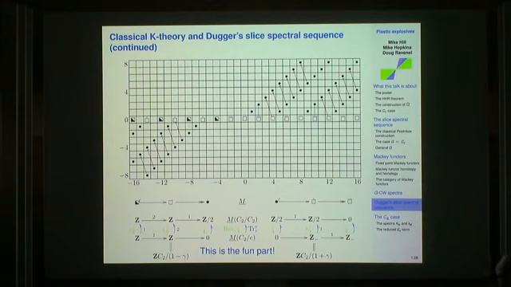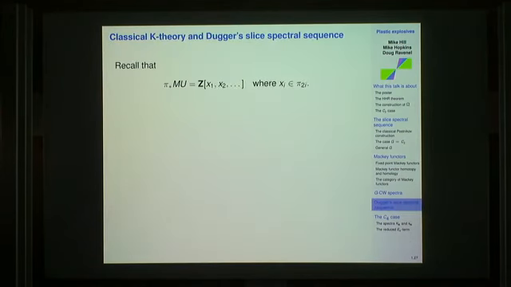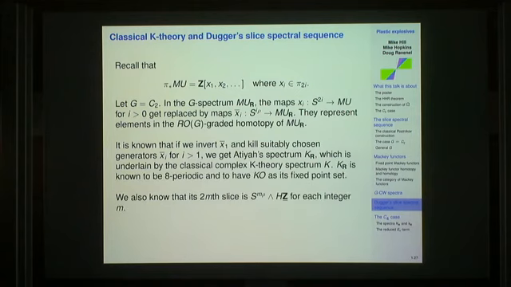Why does it say plastic explosives in the top right? Very good question. Oh dear. Should we leave quickly? The title of the talk was, let me see if I can get you the title. When I gave this talk, I thanked the TSA for not reacting to this. The C4 analog of the Kervaire invariant calculation. That's why it's called plastic explosives, the C4. Anyway, there you go. Sorry about that.